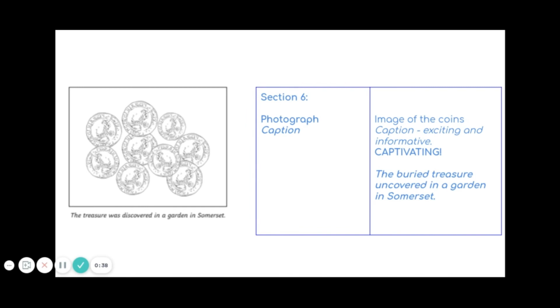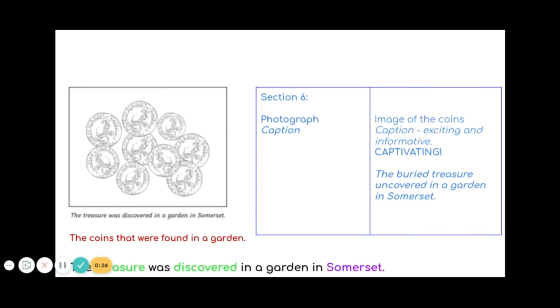The final section of this newspaper report is a photograph of the coins with a caption underneath. The caption uses both exciting and informative language, instead of just saying, the coins that were found in a garden. The coins become the treasure that was discovered. I don't know about you, but if someone told me they found buried treasure, I'd want to go and have a look, because I think that's quite exciting. Then at the end of the caption, we find out that it was in Somerset. We get some information about where the buried treasure was found. This information is like an extra bit of factual gossip to draw the reader in further.